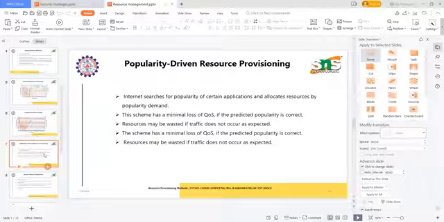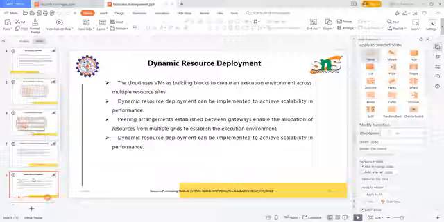Popularity-driven resource provisioning. Internet searches for popularity of certain applications and allocates resources. This scheme has a minimal loss of QoS if the predicted popularity is correct. Resources may be wasted if the traffic does not occur as expected.